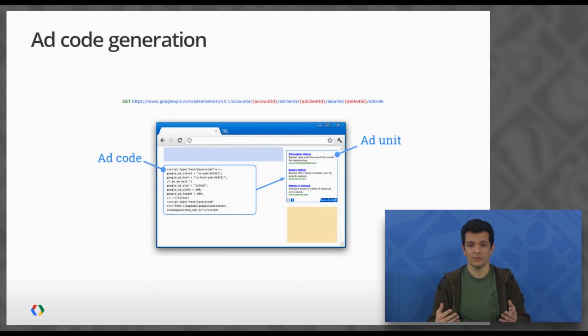So once you've signed up a user, you're going to have to generate ad code to insert into their website. There's an ad code generation call. As you would expect, you're able to specify styles and custom channels and everything else you need. And you'll just get the generated ad code. You can insert it into the publisher's webpage, and they're good to go.